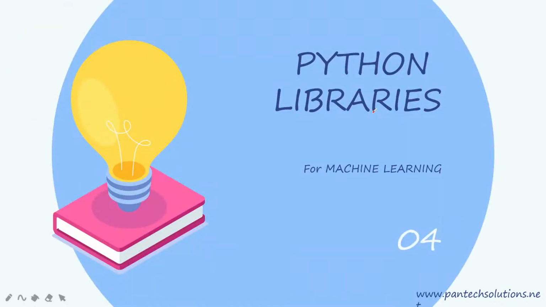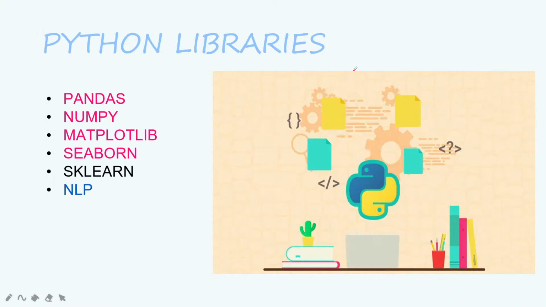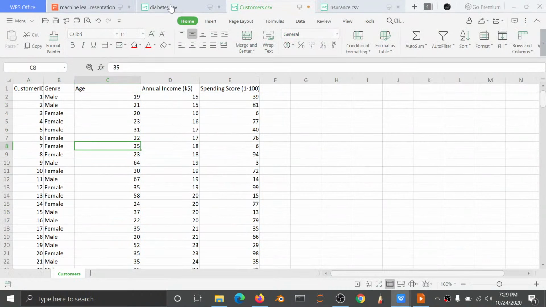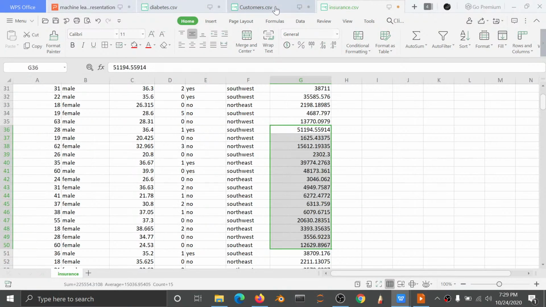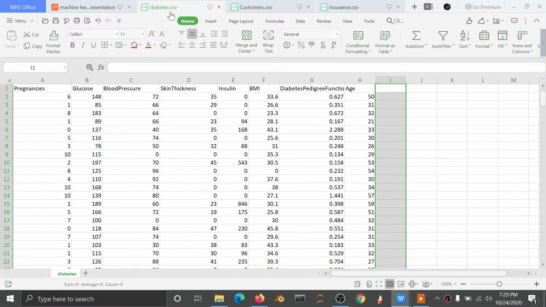The next one: what are the library files you need to use for machine learning algorithms? The first one is pandas. Pandas is used to read a CSV file, text file, or JSON file. Generally pandas is for the data frame type. Here I have a data set of three different types, and all are in the .csv file extension.